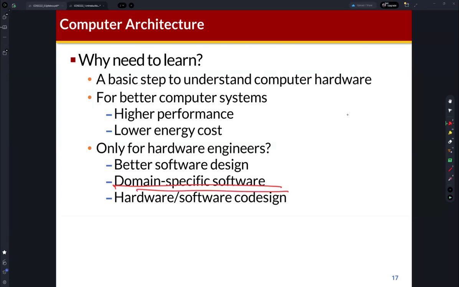engineers need to understand the target hardware. It's critical. It's very critical for the performance of our application. And hardware-software co-design is also very important. So computer architecture knowledge is also necessary for software engineers.